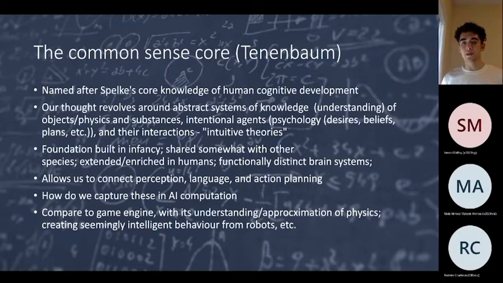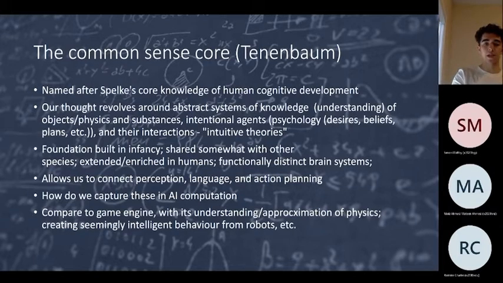Spelke calls these intuitive theories, and Tenenbaum says basically these theories are essential if we want AI to become naturally intelligent systems, or things that are more similar to us, really thinking like humans. So our foundation is built in infancy. It's shared somewhat with other species. It's extended and enriched in humans, and it's carried out by functionally distinct brain systems. All of this is cited by Tenenbaum.